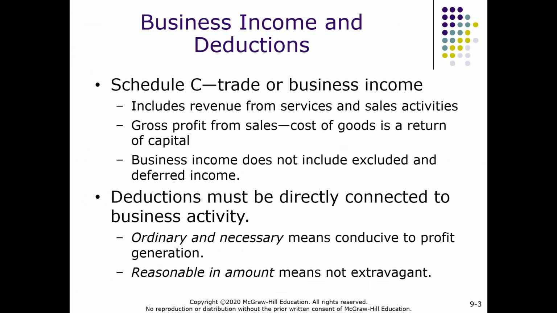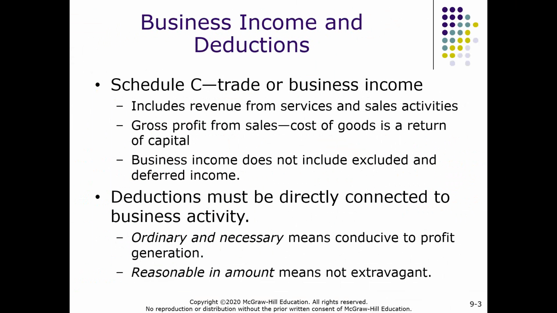Okay, so business income deduction, Schedule C. Schedule C is going to be your income tax form that you're going to use if you have a sole proprietorship or an LLC that's single member. We call them disregarded entities, or sometimes they're also referred to as tax nothings. In other words, as far as the IRS is concerned, they don't exist, so they're tax nothings really.